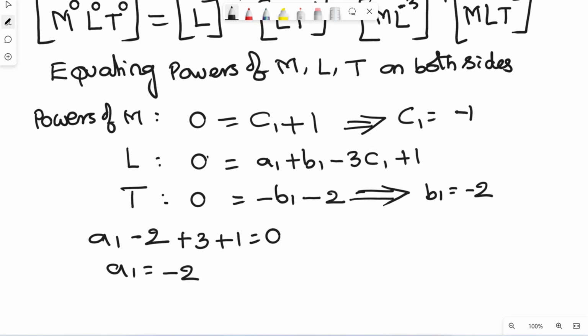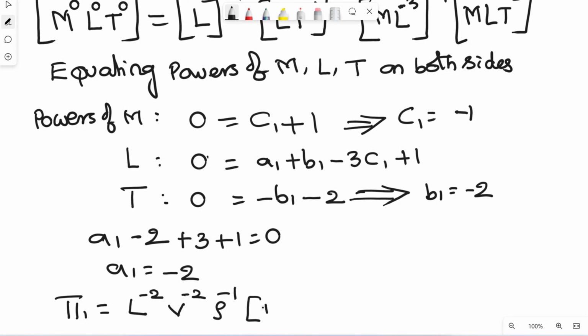Therefore, now if I substitute in the term, pi 1 is equal to how much is it coming? L to the power of a1, so L to the power of minus 2. V to the power of b1, and b1 is minus 2 again. Rho to the power of minus c1, so minus 1. So this is what we are getting.